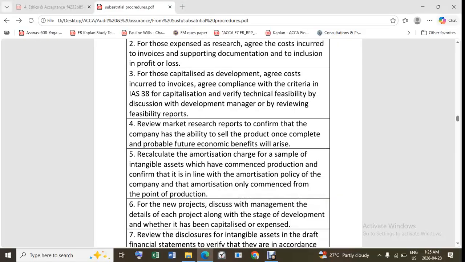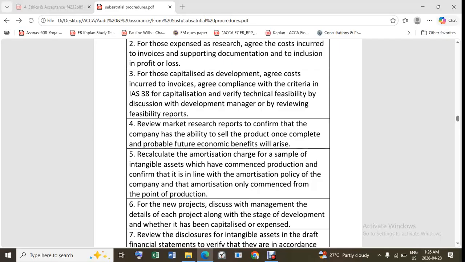Okay, so if any research and development expenditures are capitalized as development, then we have to agree the cost with invoices, and there are 5 criteria that have to be met for capitalization as per IAS 38. So we have to verify all those 5 criteria, whether they are fulfilled or not.